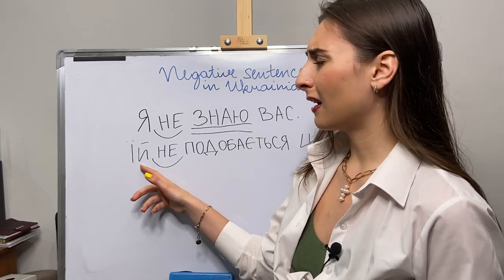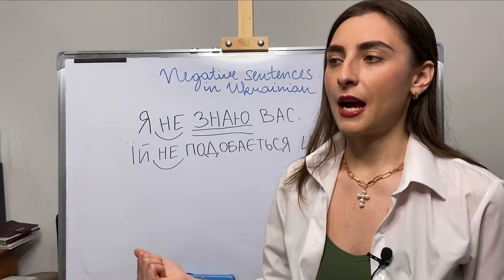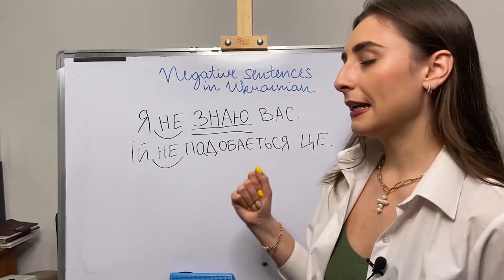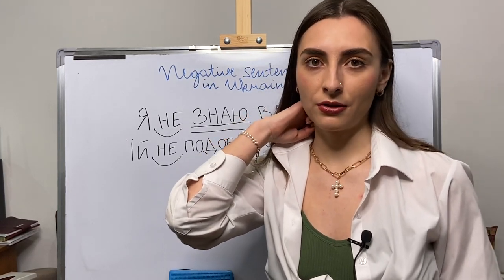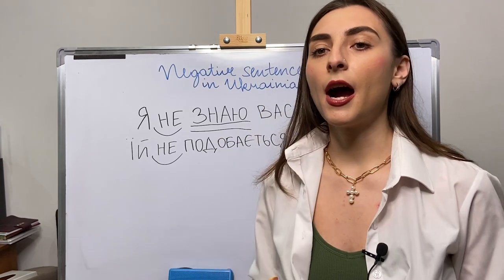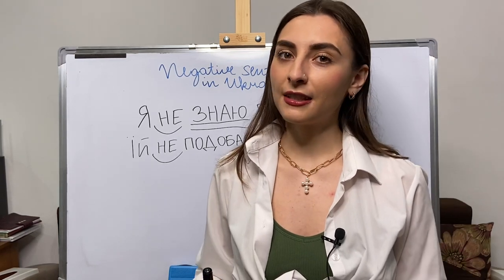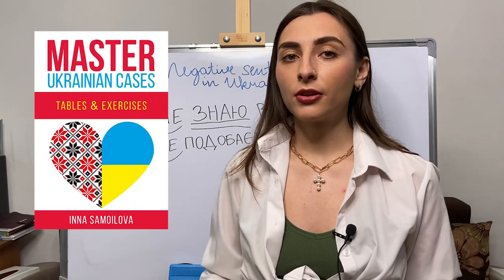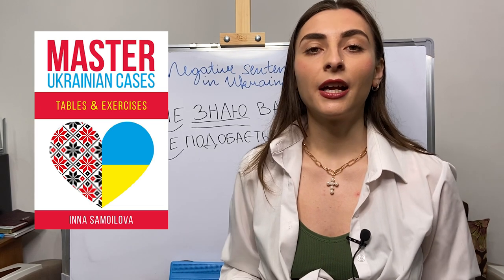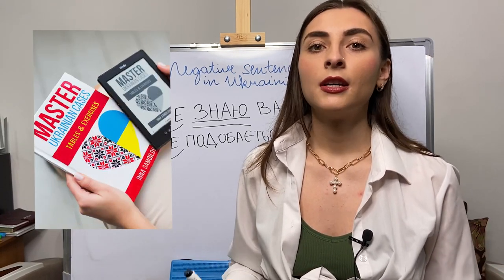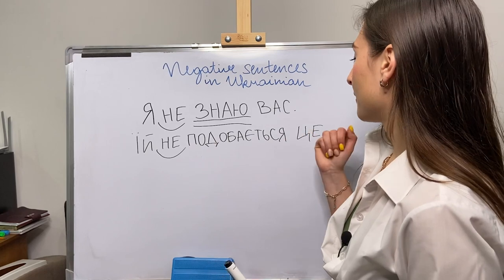And you can ask me, Ina, what does it mean їй? Where is вона? I know that вона means she. Actually, you're right. But the verb like, it requires to use the dative case. Yes, we have in Ukrainian language many verbs that require before them or after them to use the specific case. And if you want to learn more about the cases, then you can check out my textbook, Master Ukrainian Cases. You can purchase it in ebook version or in hardcover version, and it will help you to learn one of the most important topics in Ukrainian grammar cases. So you see, їй не подобається це.